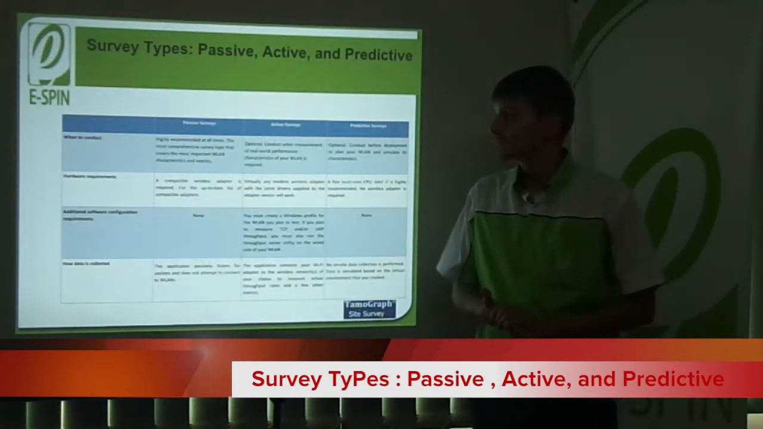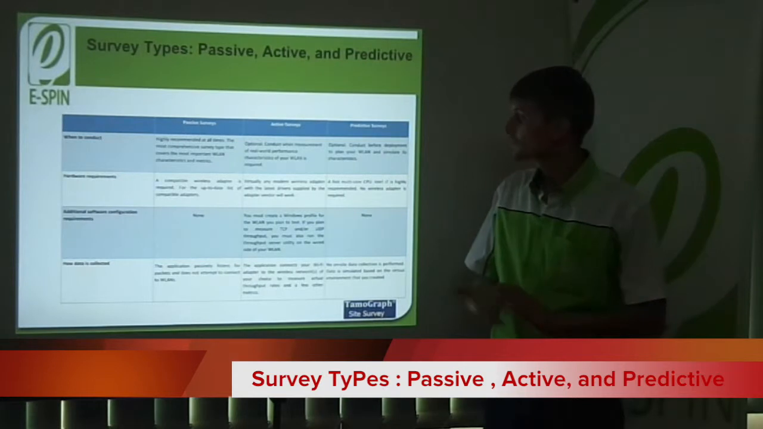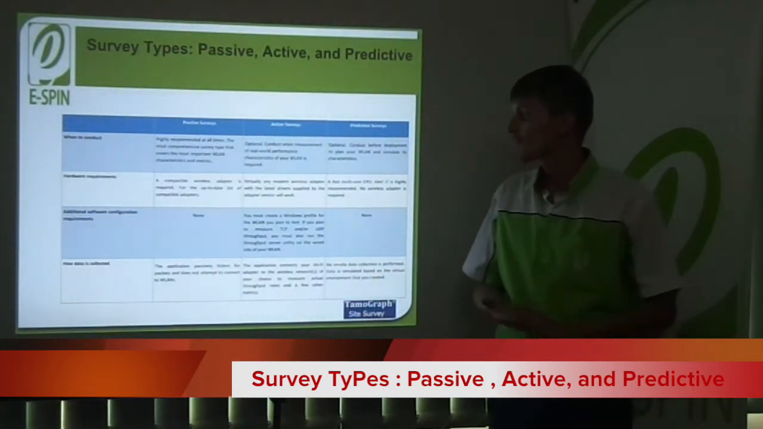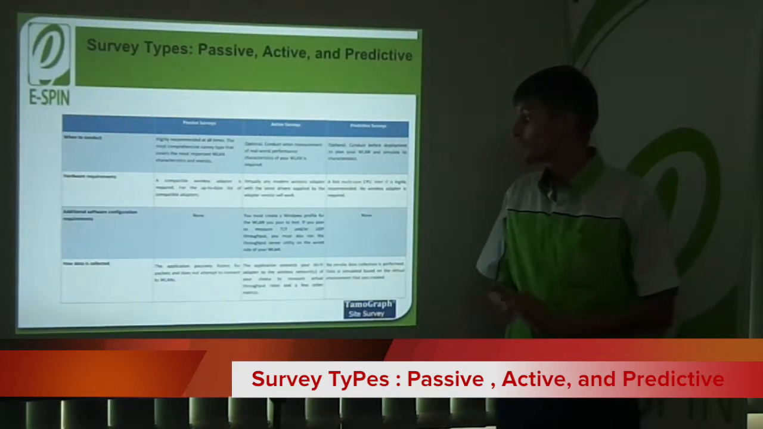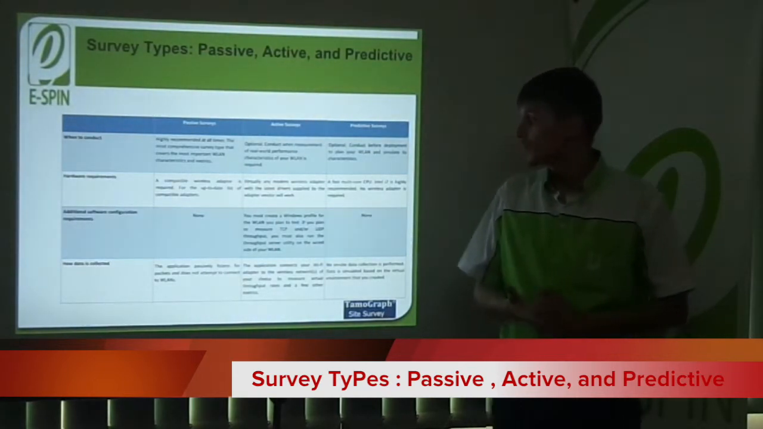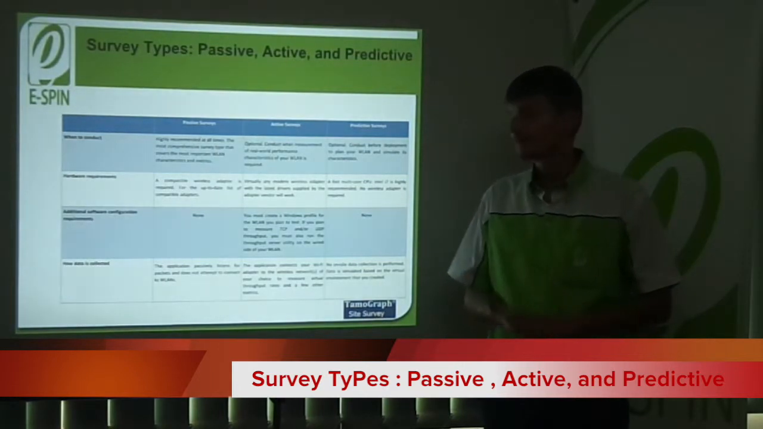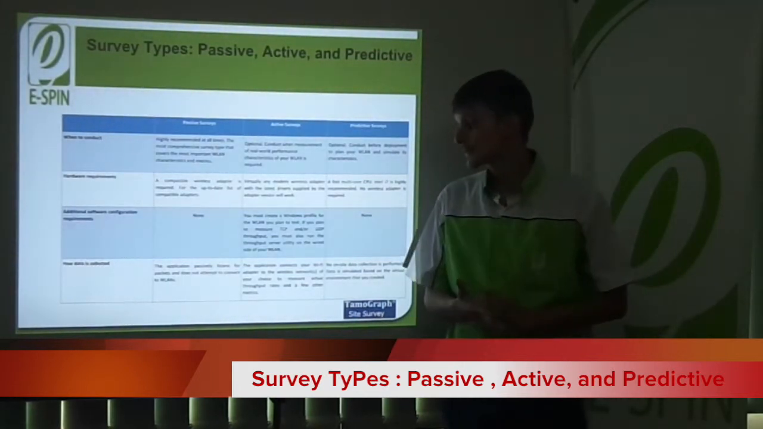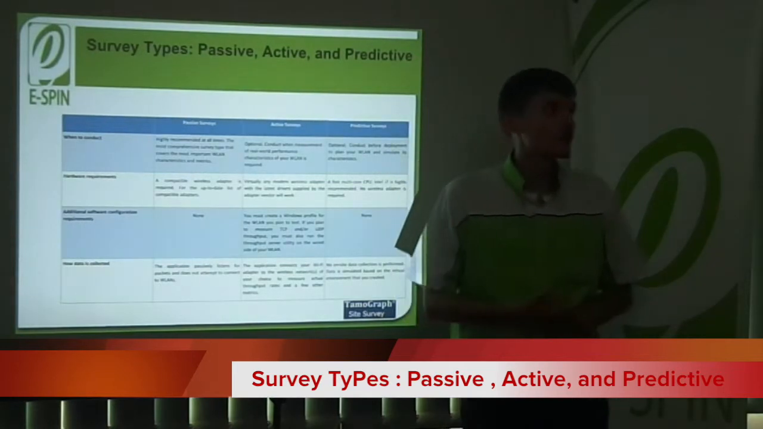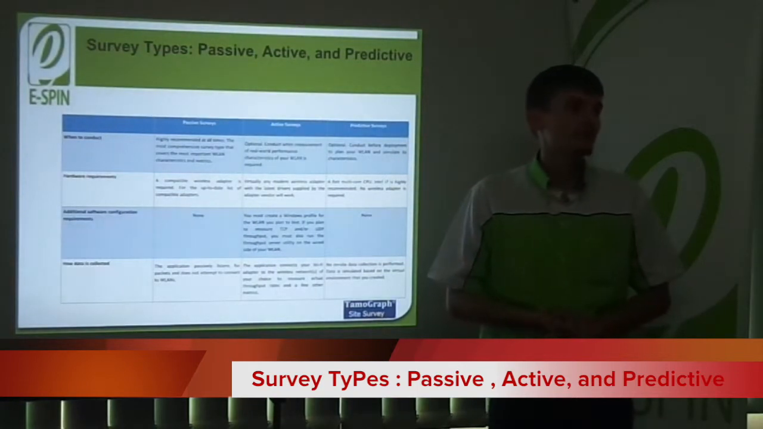Additional software configuration requirements: for passive survey, none is necessary. For active survey, you must create a Windows profile for the WLAN you plan to test. If you plan to measure TCP and/or UDP throughput, you must also run the throughput server utility on the wired side of your wireless local area network. And for predictive survey, it is not necessary as well.